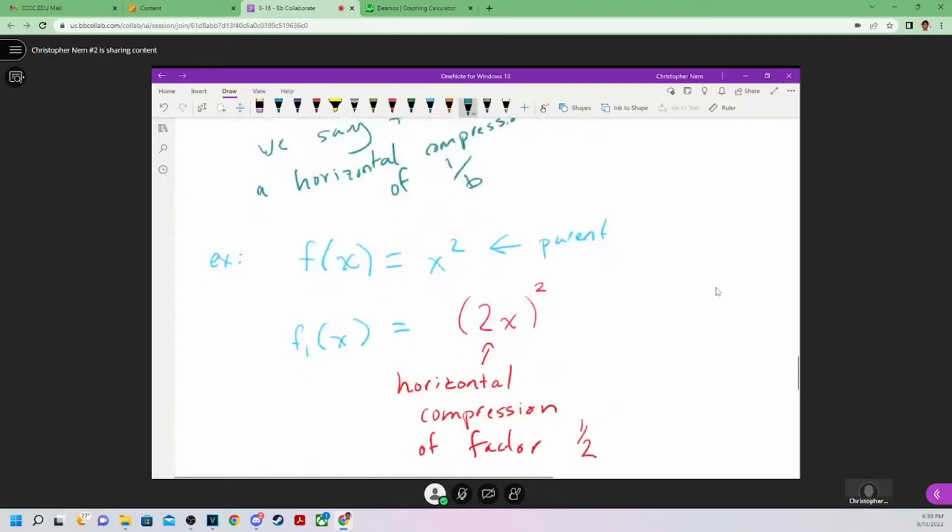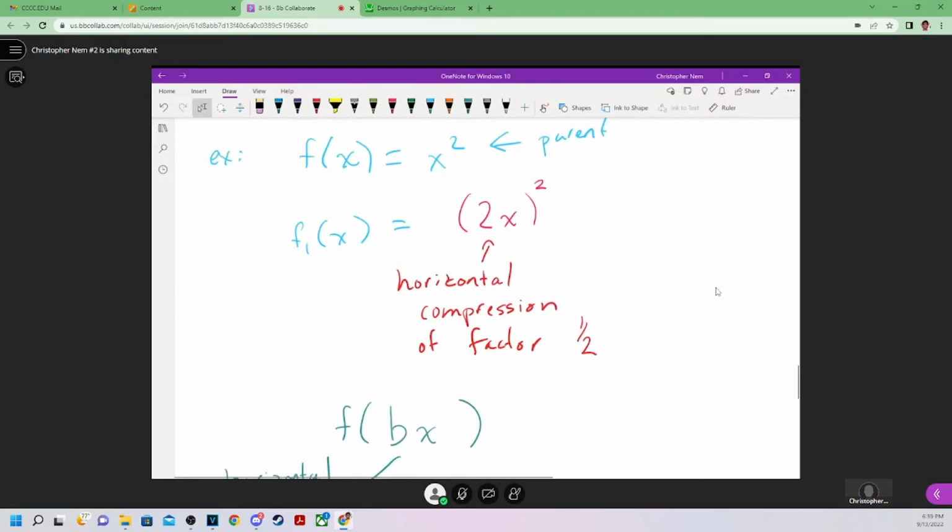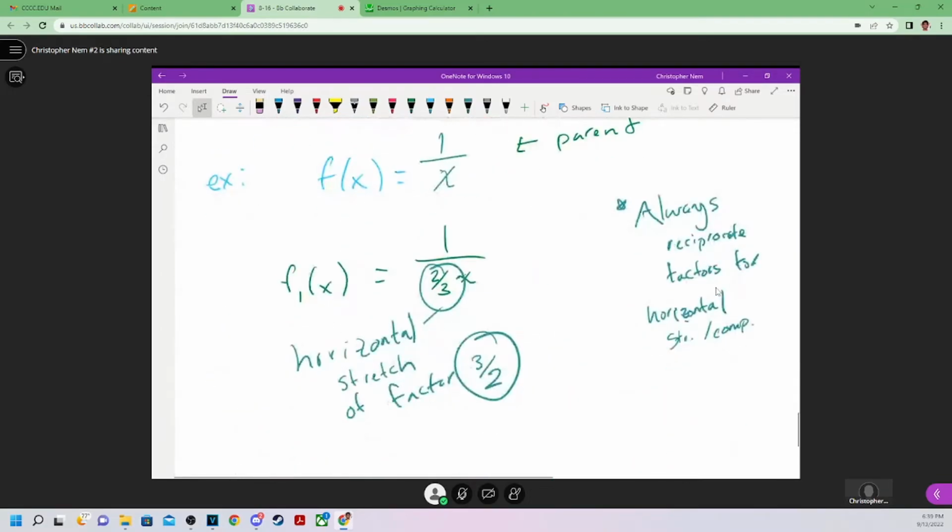If we look over here, we had 2 times x, but because it was a horizontal compression, we have to reciprocate 2 to 1/2. Same over here. Now it's 2/3. It's still a horizontal transformation, but it's a horizontal stretch this time. And we have to reciprocate 2/3 to 3/2. It doesn't matter if it was negative 2/3. If it was negative 2/3, you're still going to have a horizontal stretch of factor 3/2. We're not going to apply the negative at all. The negative does not matter.